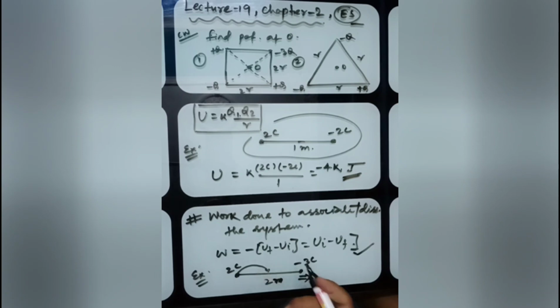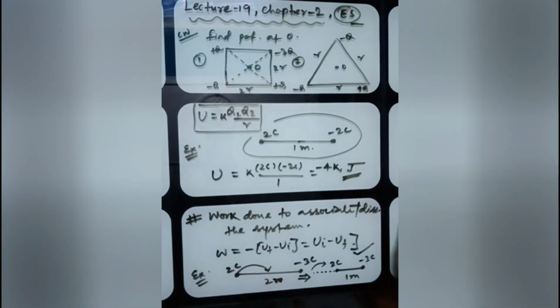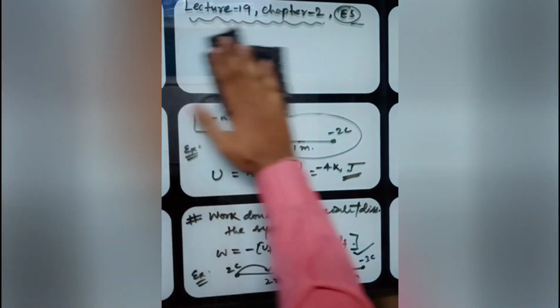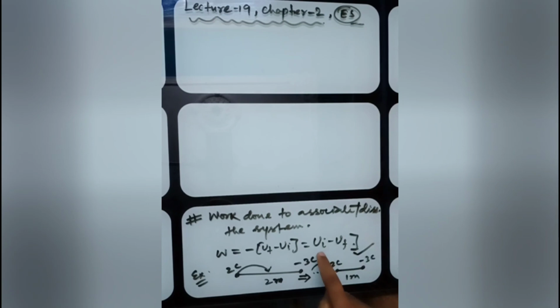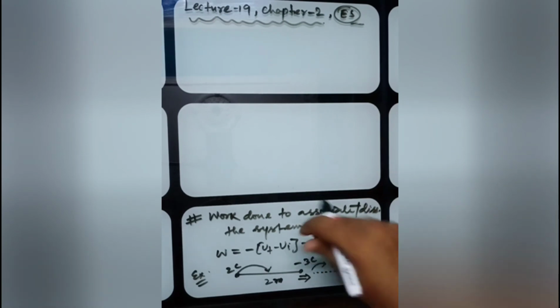How much work do you have to do to bring this 2 coulomb charge to 1 meter from 2 meter? Now the final system will be this: 2 coulomb, minus 3 coulomb, and the distance remains 1 meter. So how much work have you done to bring this charge from here to here? This is the question. If you can solve, try to solve, my dear student. Simply, you have to find both the potential energies, and the potential energy difference will give you the work done. Okay, my dear student.